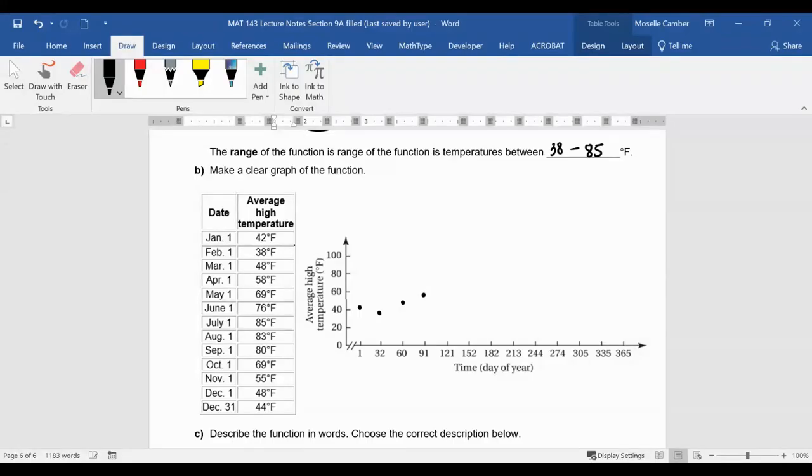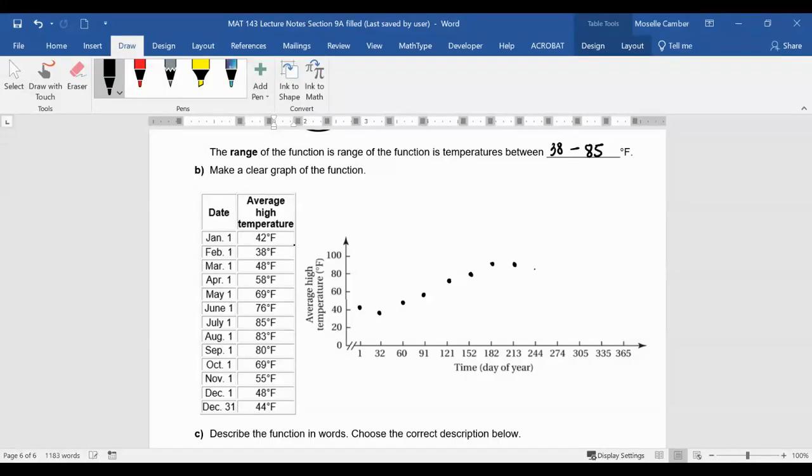Again, this is just estimation. You're not going to be asked to do something like this on MyMathLab. They'll actually give you a grid, and you can do it a lot easier than just on paper. Okay, so January, February, March, April, so we're on May, it's 69, so it's just under 70, which is halfway between 60 and 80. And then June is 76, so that is close to 80 here. And then 85, it's a little bit above 80. And 83 is about the same here.